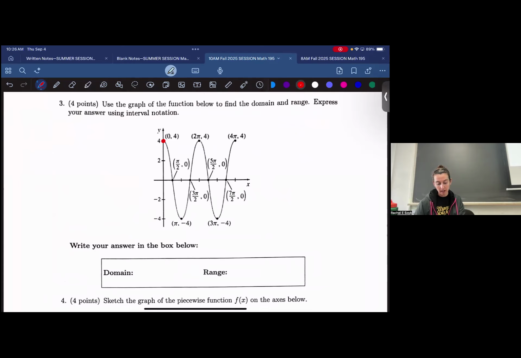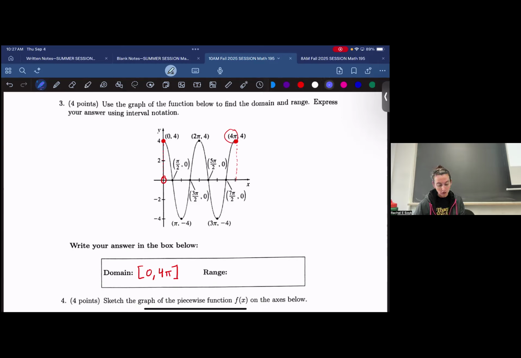We have specific endpoints, and that's important to keep in mind because when we're looking at our domain, we're going to have hard brackets on both sides because we're including those endpoints. So domain, all of our possible x values. What is the smallest x value possible? When x is equal to 0, and we're including 0, so once again, it's a hard bracket. And then what is our largest x value possible? 4 pi, excellent. So our domain is just 0, 4 pi, hard brackets on both sides.